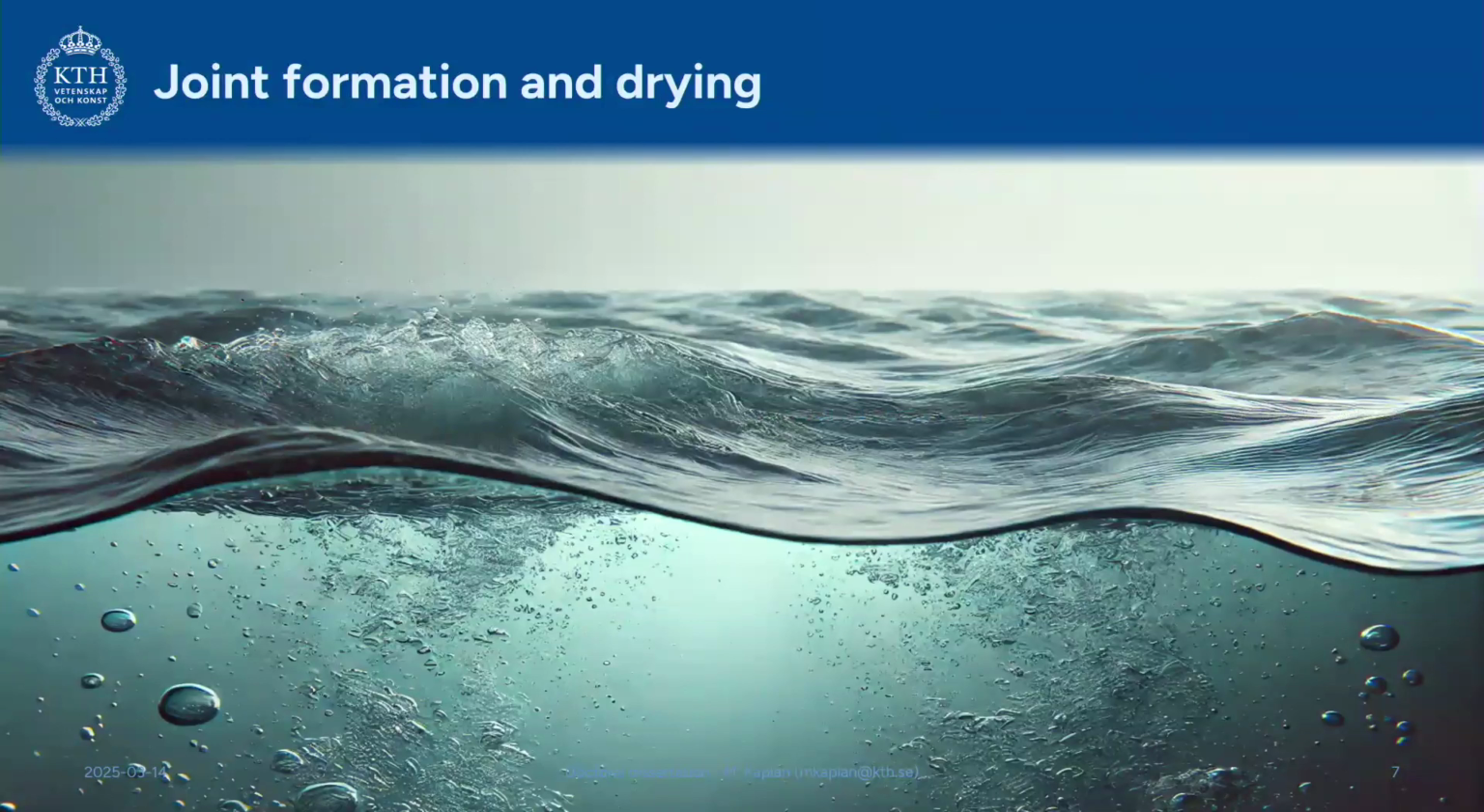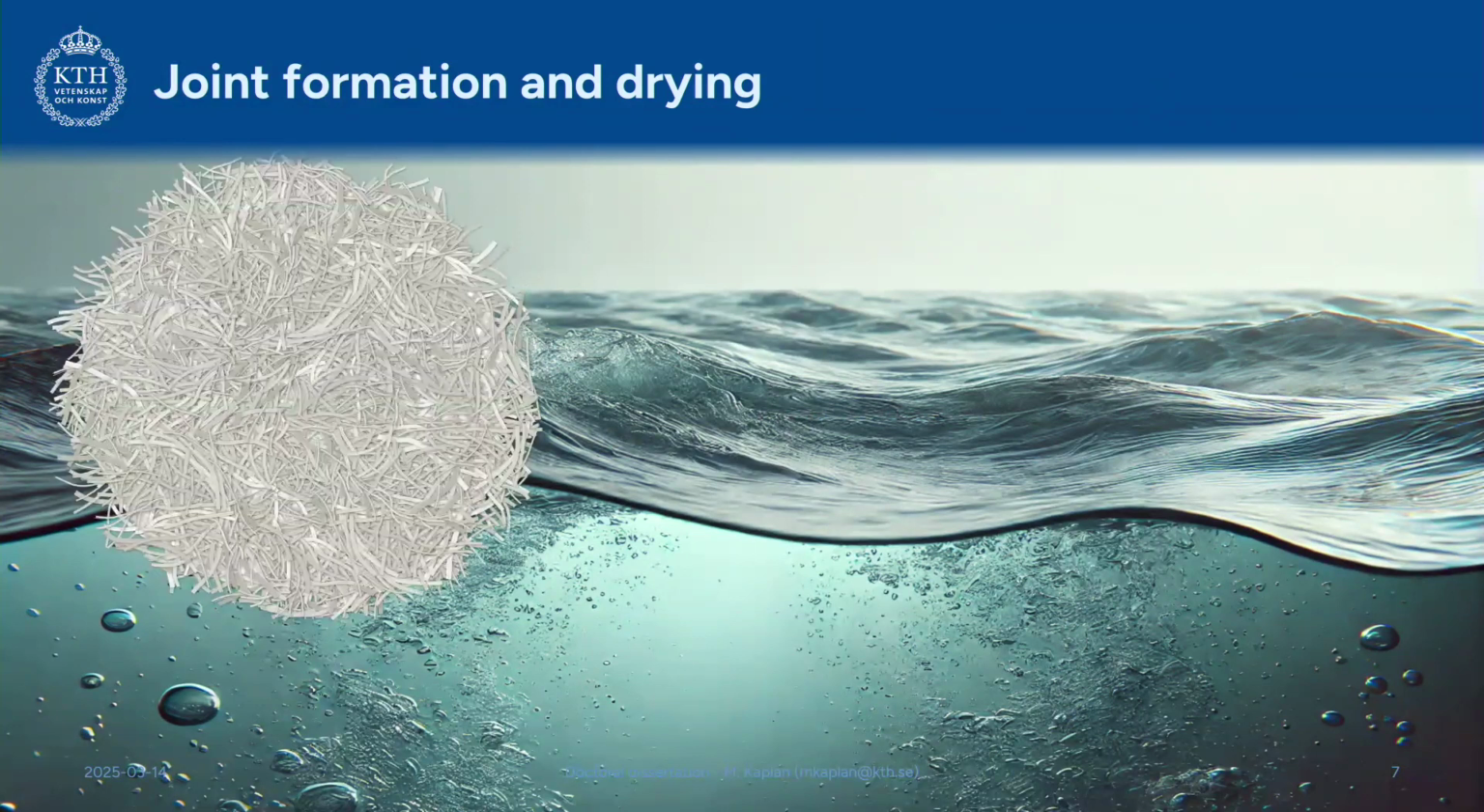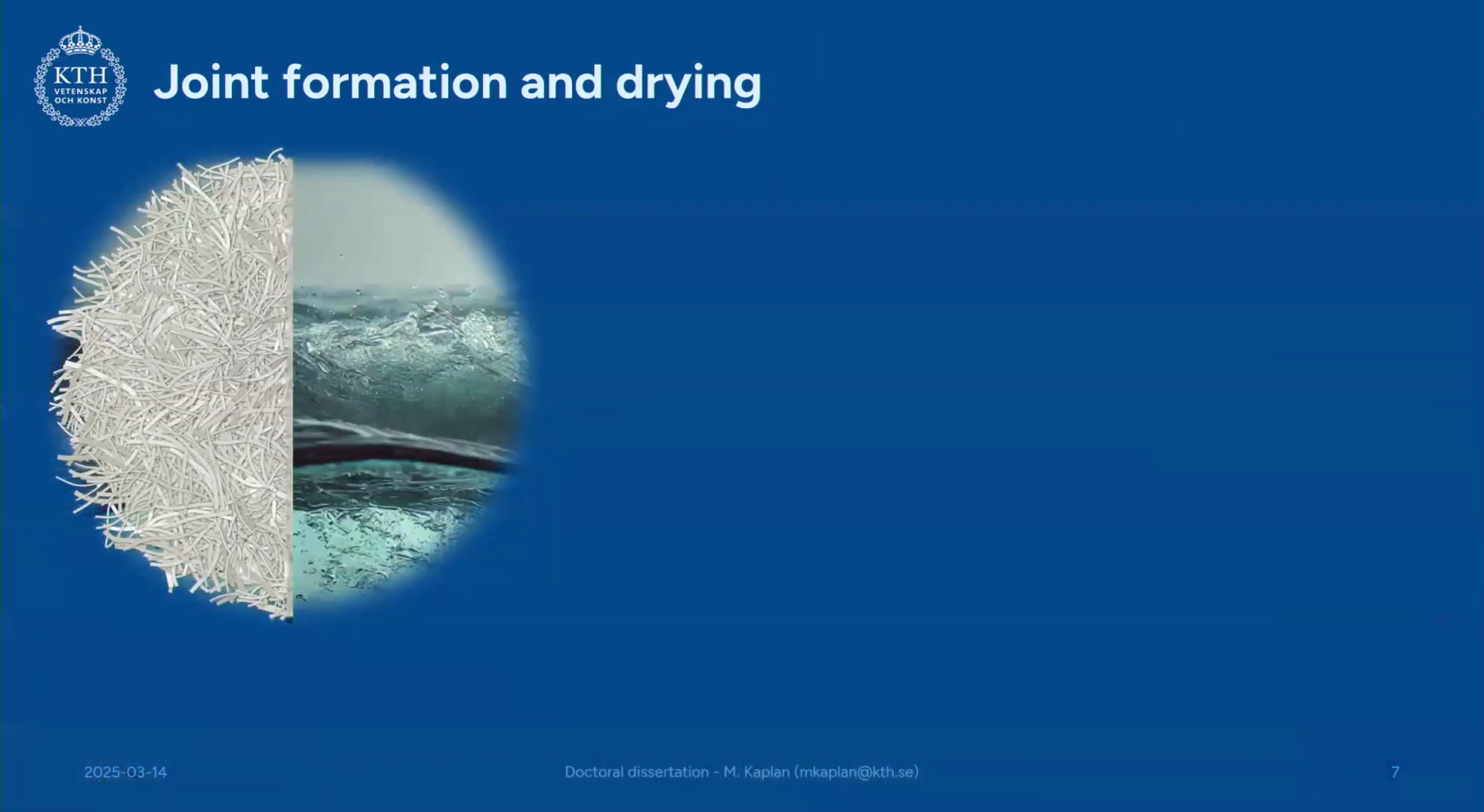So I want to start with the joint formation and drying and give you an extremely quick overview of how you make paper. In essence, in the conventional way of making paper, we use a lot of water, and into this water we put a little bit of fibers. So we get this wet fiber-water slurry that we then machine and process to get the paper product that we want. But we should remember that this slurry is very wet, and in order to make a paper product, we need to dry it.